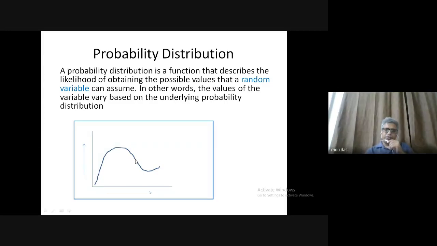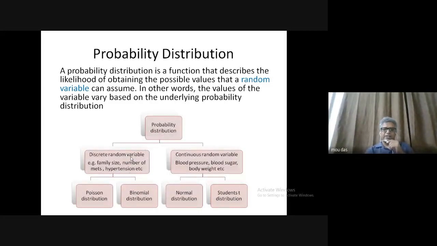Now the probability distribution can occur not only for continuous variables, it can also occur for a discrete random variable. Now what is a discrete random variable? A discrete random variable is something which is categorical. It could also be dichotomous. Now how could you plot a probability of a dichotomous variable?